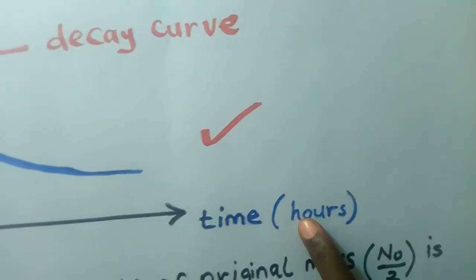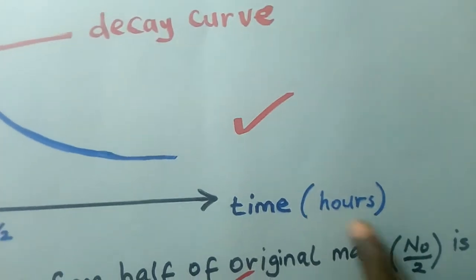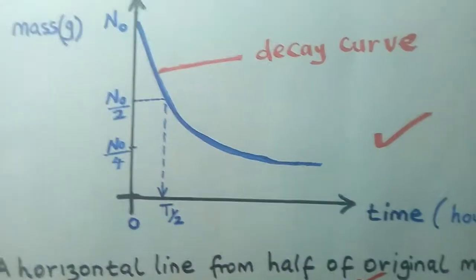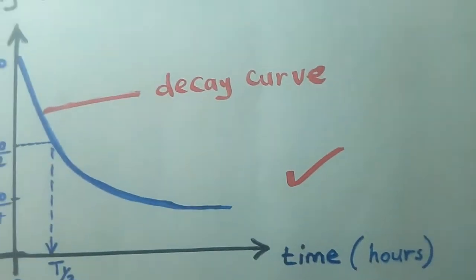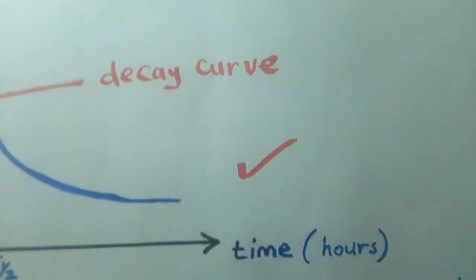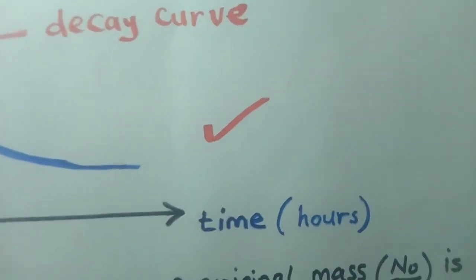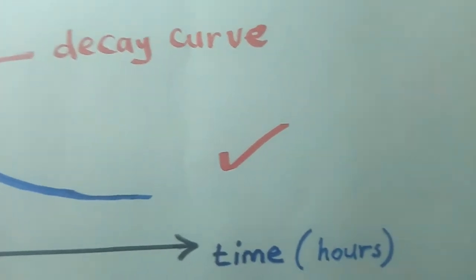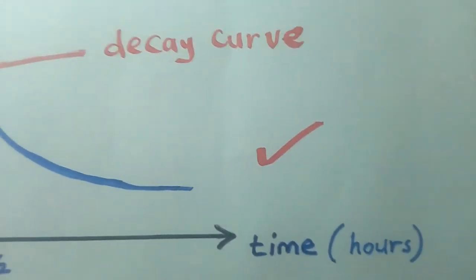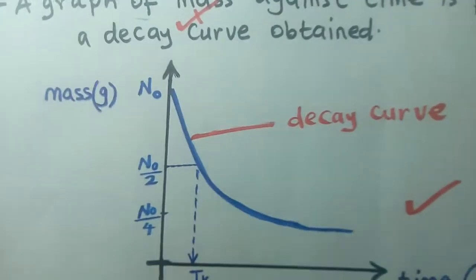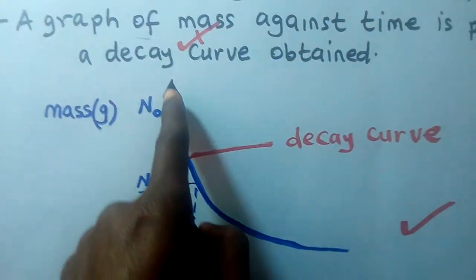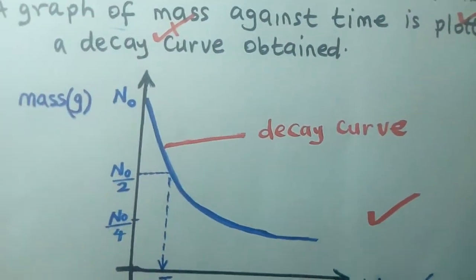The time could be in minutes depending on the time you're using, or hours, or days. So it is up to you depending on the time you are using. Are you monitoring in hours? Are you monitoring how the mass is reducing in seconds? So that is the time. And what we said, when you plot, you are going to get a curve. So your curve will look like this after plotting.